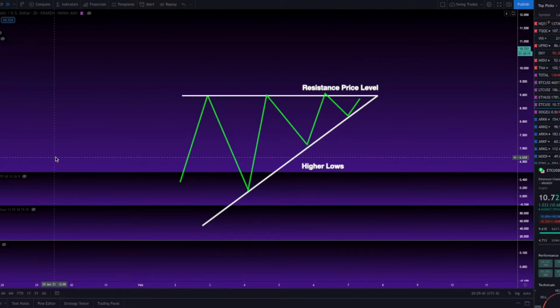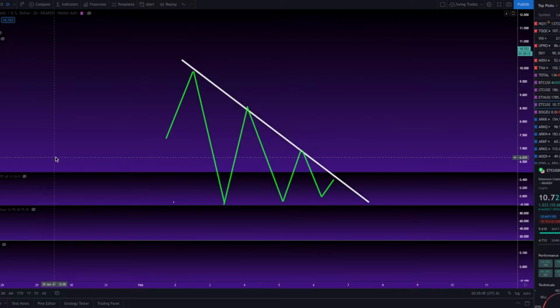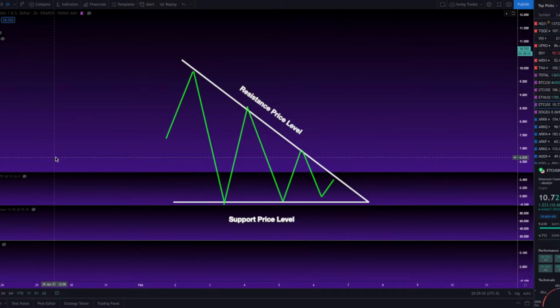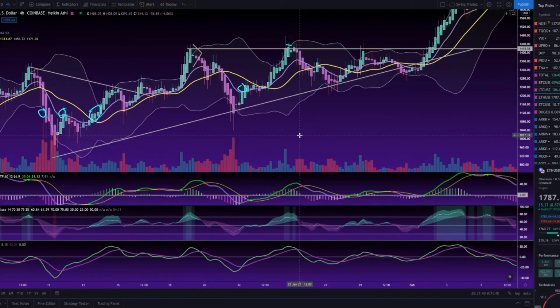It is not 100%. Now, a descending triangle is where there is a level of support, however there are lower highs. Usually this indicates a bearish sign to the downside. Again, this isn't always the case. We're going to go ahead and look at Ethereum as an example of an ascending triangle.